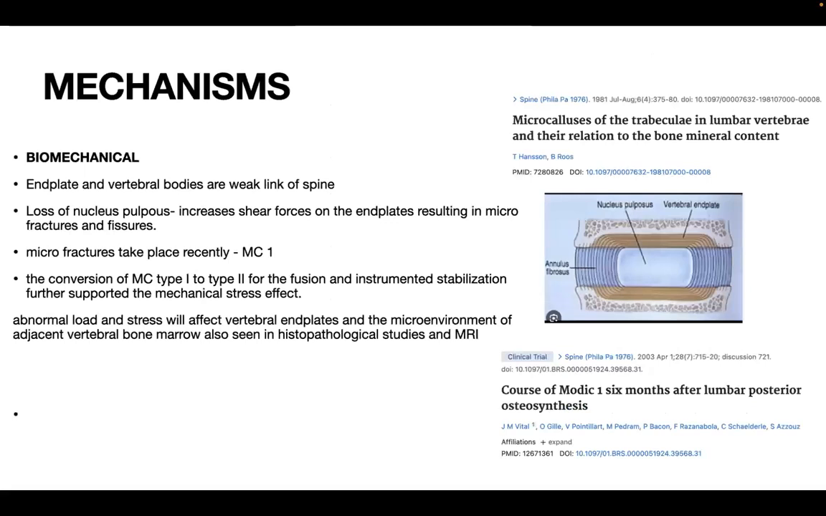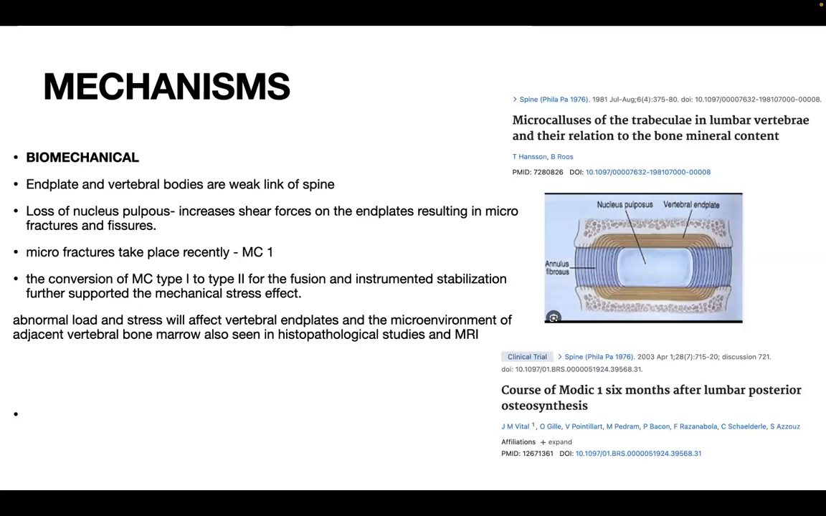Coming to the mechanisms, there are 2 main theories explaining the mechanism of Modic changes. One is biomechanical. The biomechanical mechanism states that the end plate and the vertebral bodies are a weak link of the spine. So any change in the nucleus pulposus leads to an increase in the shear forces on the end plates, which results in microfractures and fissure formation. These microfractures and fissures result in increased vascularity in that region. So when MRI is taken in the early stages, these represent as Modic changes type 1.